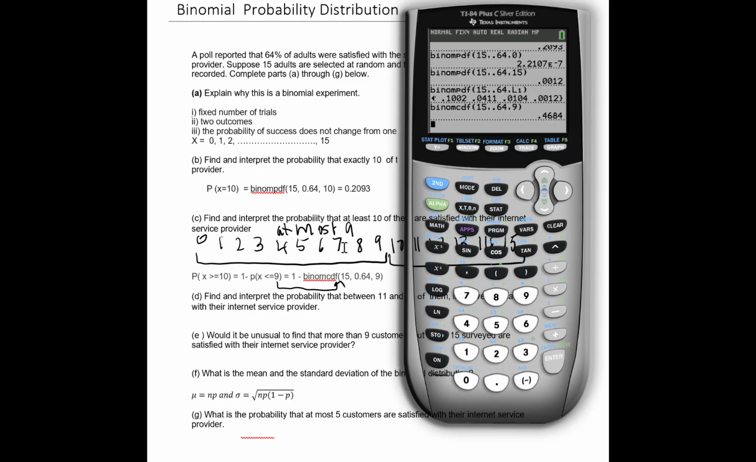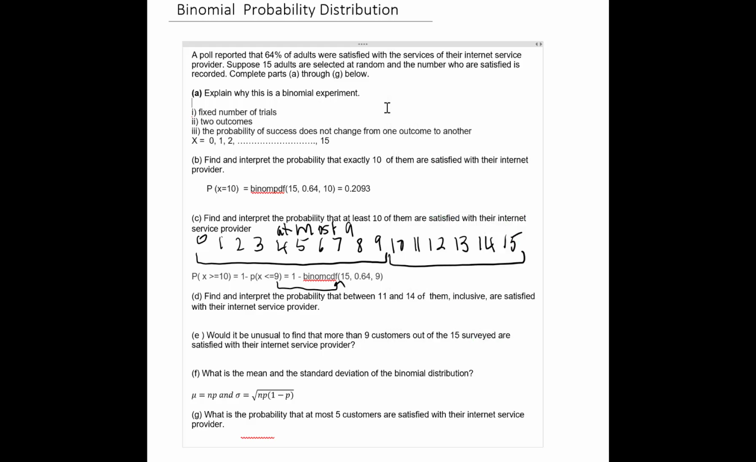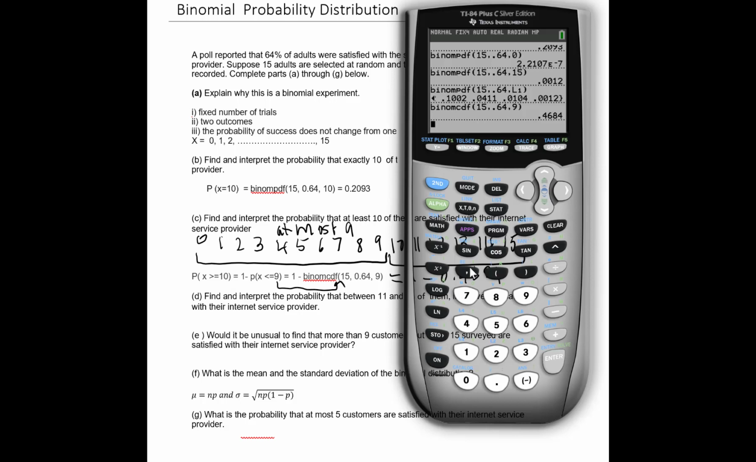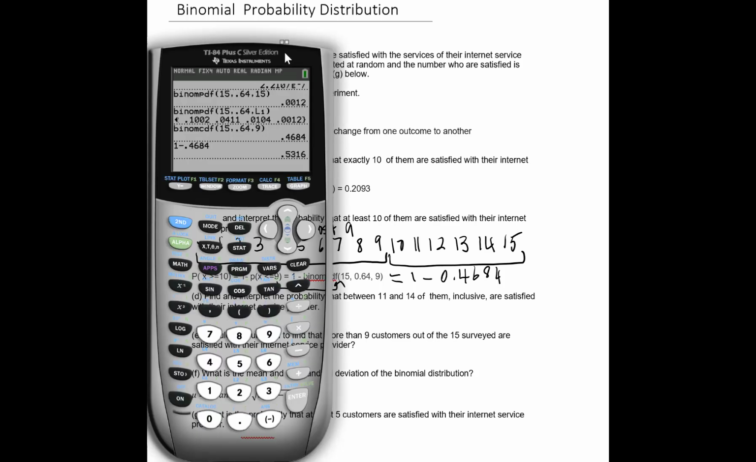Okay. So it's 0.4684, but I don't want this. I want the other one. So I do 1 minus 0.4684. And that will be your answer. You can subtract this: 1 minus 0.4684. And that should give you 0.5316.